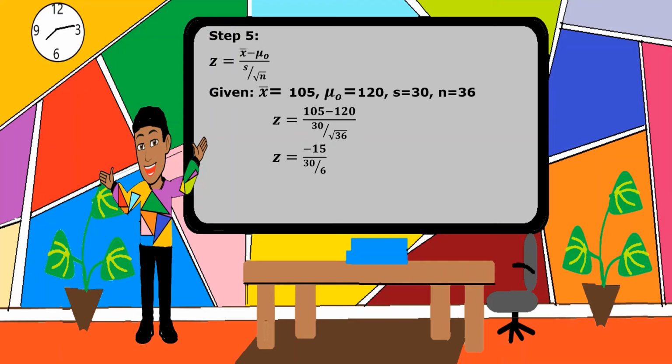And we have here Z equals negative 15. This negative 15 is the difference of 105 and 120, all over 30 over 6. And 6 here is the square root of 36. This becomes Z is equal to negative 15 over 5. The 5 here comes from the quotient of 30 divided by 6, which is 5. So negative 15 over 5 is negative 3.